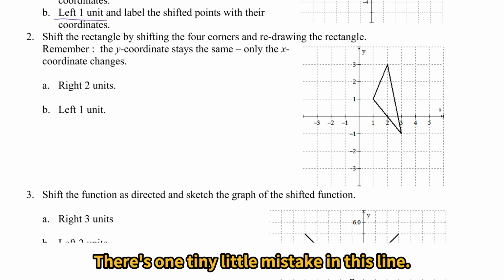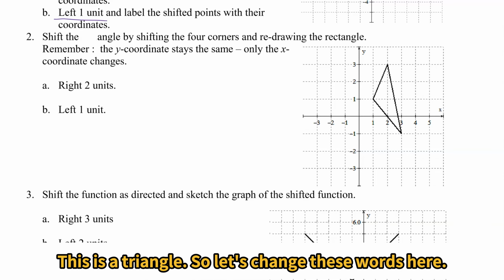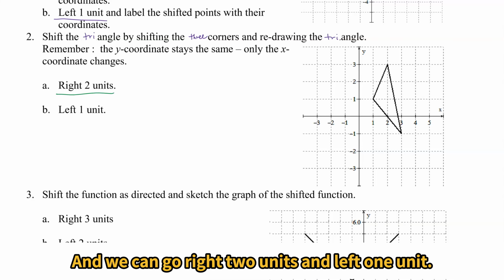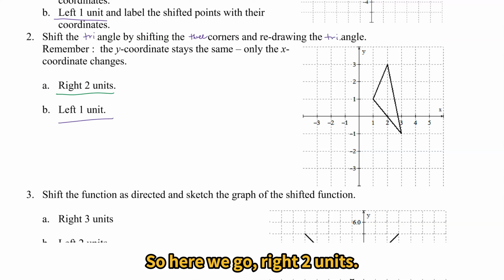And there's one tiny little mistake in this line. This isn't a rectangle, this is a triangle. So let's change these words here. Change that to triangle. Sorry about that. And we can go right 2 units and left 1 unit. So here we go, right 2 units.